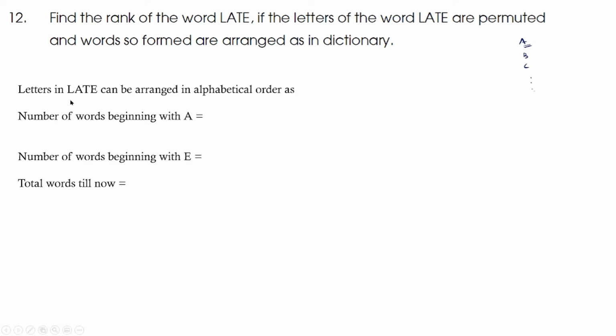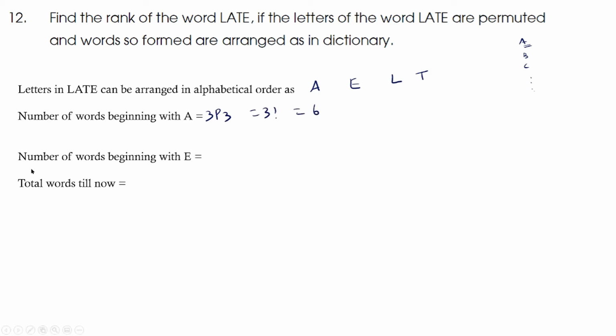So if we arrange the letters in the word LATE in the alphabetical order, then we have A first, then E, then L and then T. Now from here we can see the number of words beginning with A. This position is fixed. The remaining 3 positions can be occupied using these 3 different letters. So the number of words beginning with A is 3P3, or 3 factorial, which is 6.